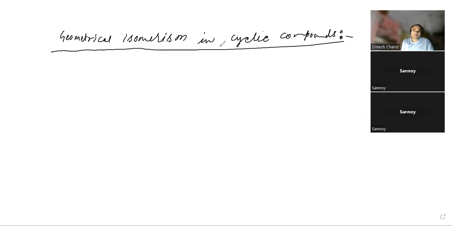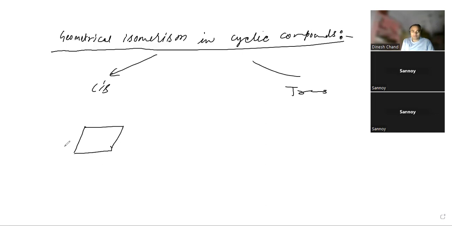So, geometrical isomerism in cyclic compounds. It can be of the cis or the trans form. Suppose this compound is there, and both groups, XX, are on the same side. So this is going to be the cis form. Similarly, if this is YY, it is also called the cis form, because they are going on the similar side.